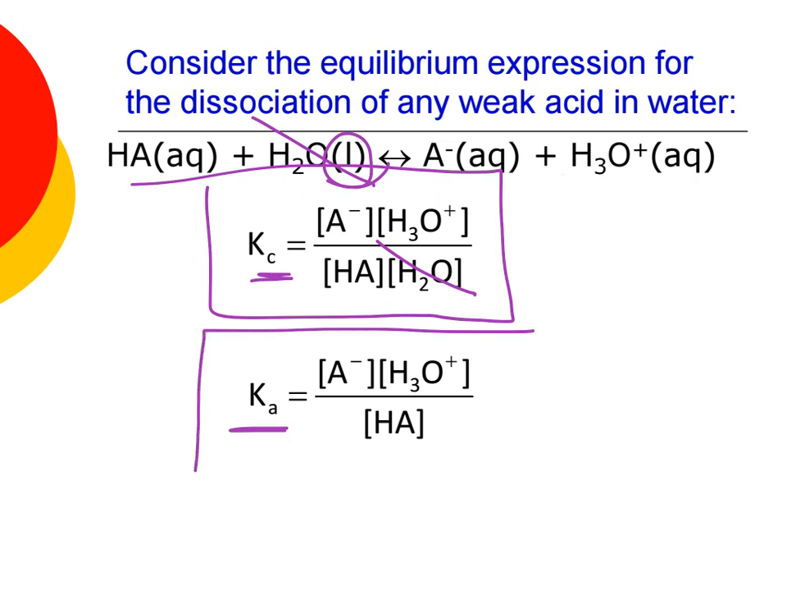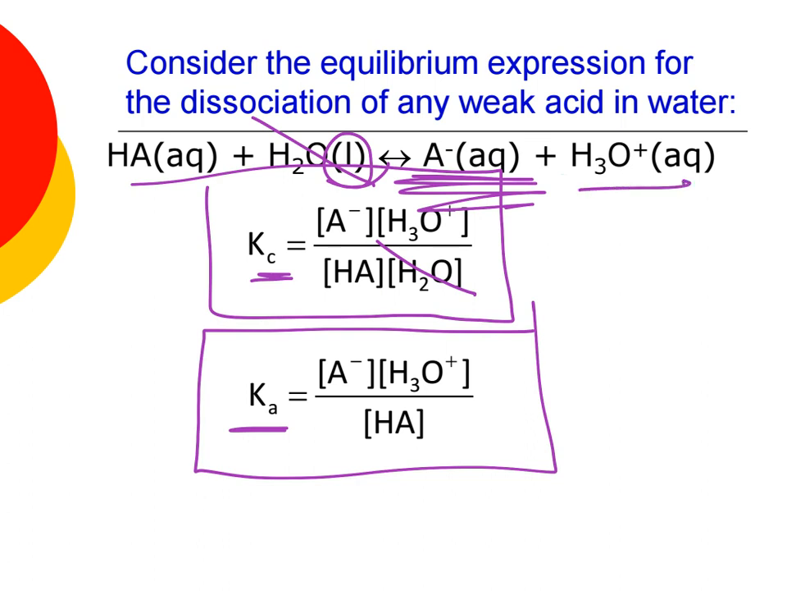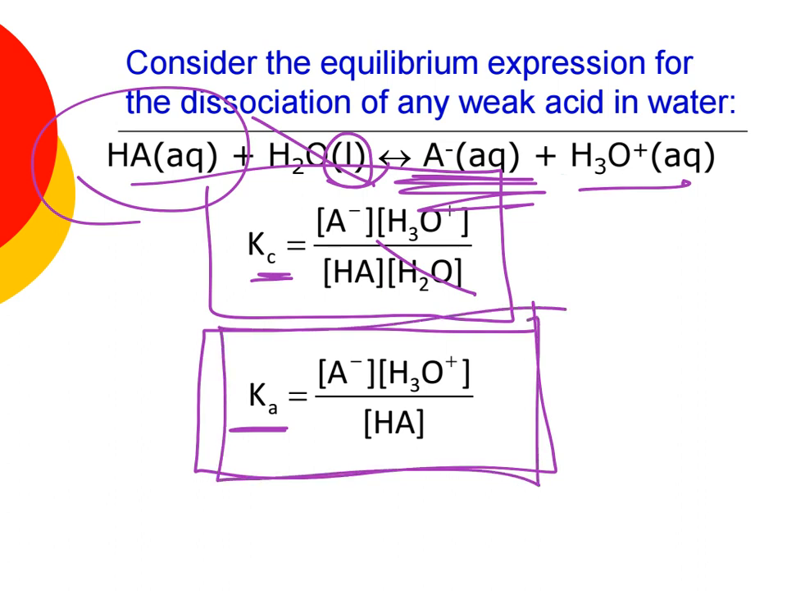So we have our new Ka formula: the concentration of whatever the conjugate base of the acid is, which will be some form of an anion, times the hydronium concentration, over the original acid. That would have a hydrogen attached to the anion, and then we factor out the water. So this is our finished, polished equation for Ka.